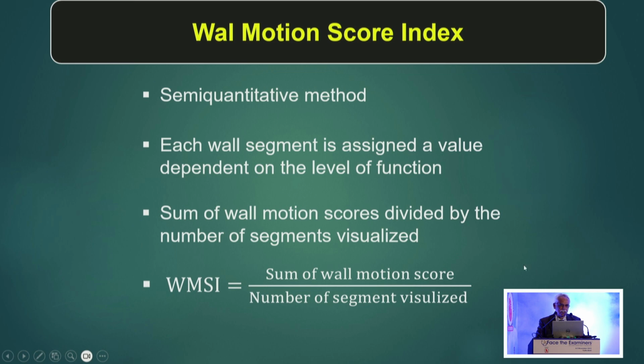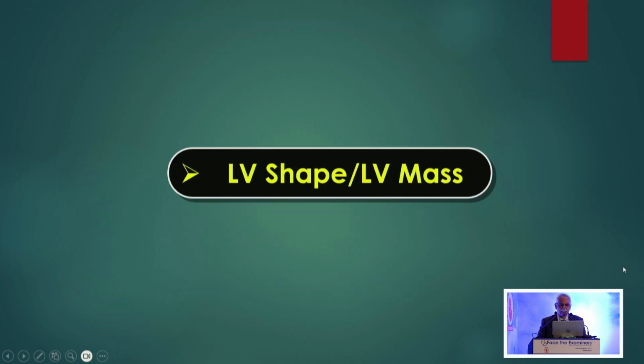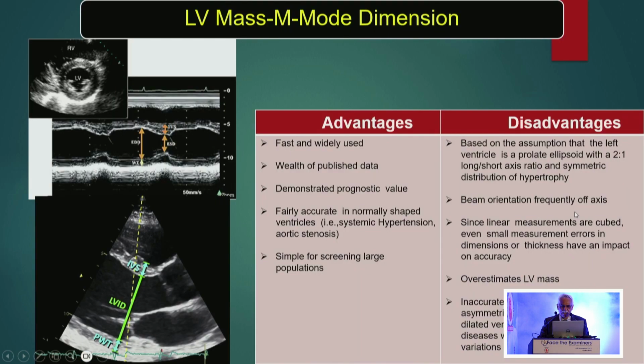If the wall motion score index is more than 2, it usually indicates that the patient has a significant left ventricular wall motion abnormality and a diastolic dysfunction. We can also assess the left ventricular shape, whether it is more spherical or more normal, from the two-dimensional echocardiogram. Also, we can measure the left ventricular mass.